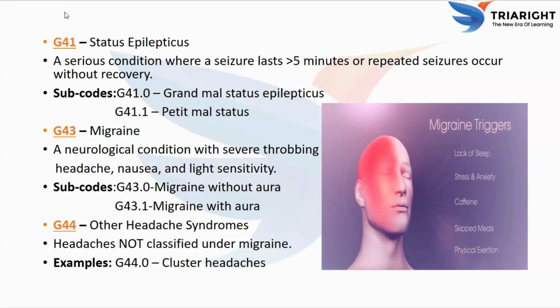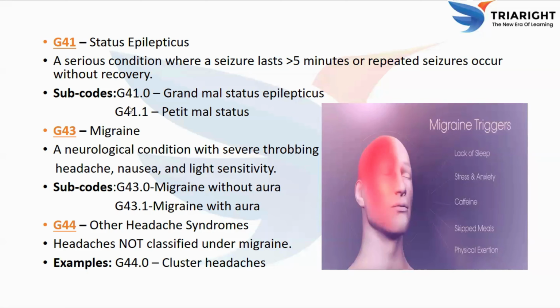So what are the subcodes of status epilepticus? G41.0 and G41.1. G41.0 is grand mal status epilepticus. So what do you mean by it? Long-lasting convulsive seizures with shaking and loss of consciousness. Whereas G41.1 is petit mal status epilepticus, which is long-lasting absence seizures. So in one case it's a convulsive seizure, and in the other it's an absence seizure, right? So this is about status epilepticus.